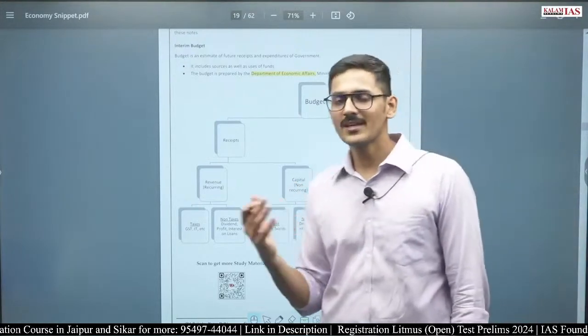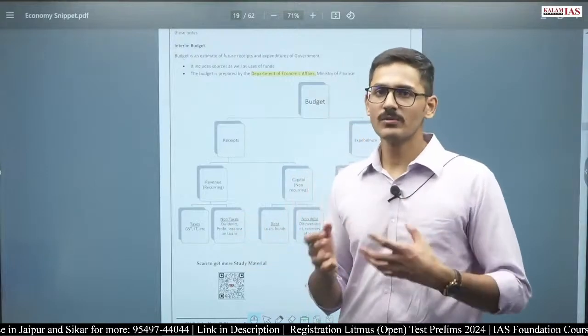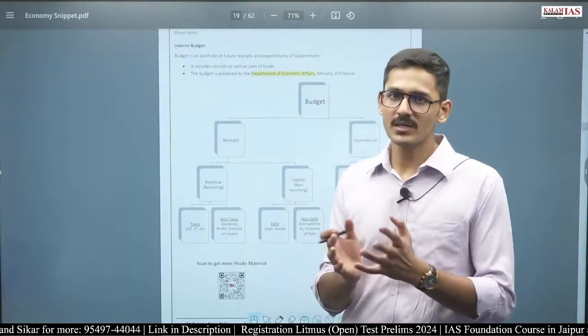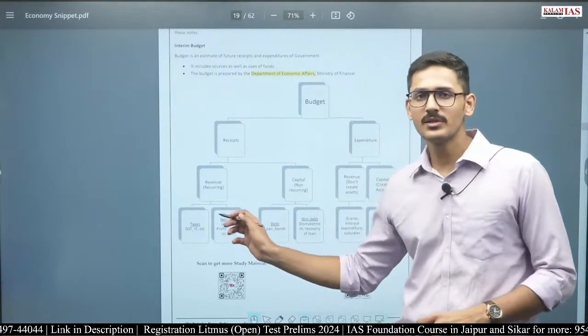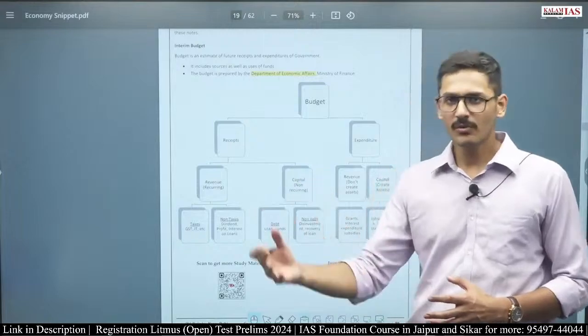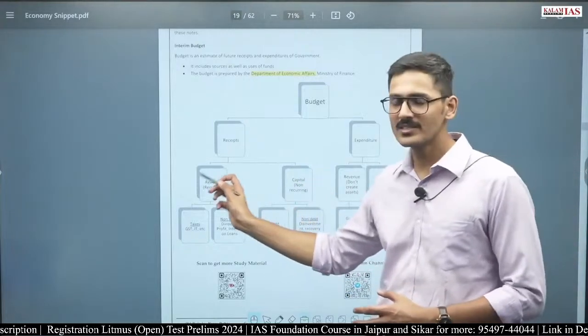What do you mean by non-recurring? Non-recurring is basically what you can take only once, and that is not going to provide you any other benefit in the future. Dividend or profit that the government receives from the public sector enterprises is part of non-tax revenue receipts.